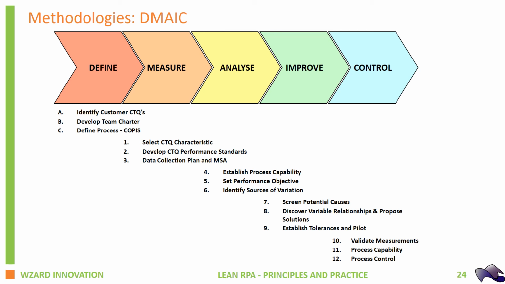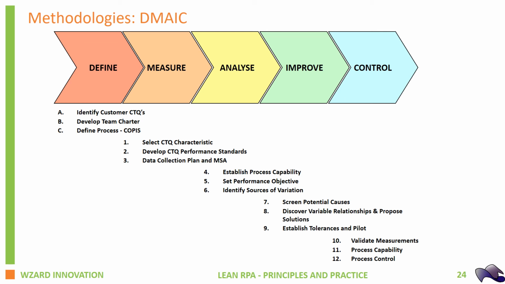And the process or COPIS provides us with who the customers are, what the outputs are, what the process steps are, what the inputs are, and who the suppliers are. COPIS is a useful tool when looking down at individual processes, and we'll look at it again in a bit more detail in one of the later chapters.